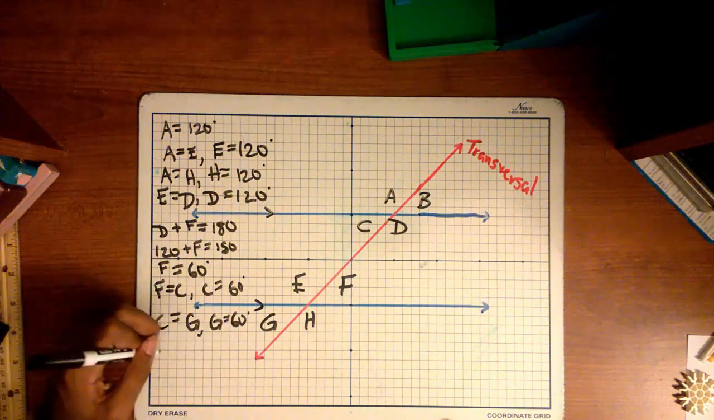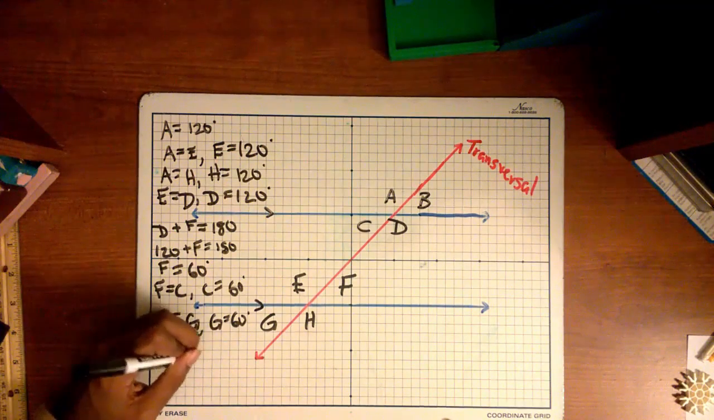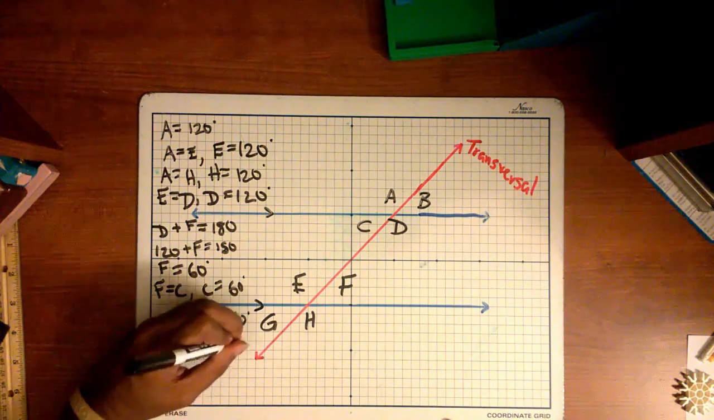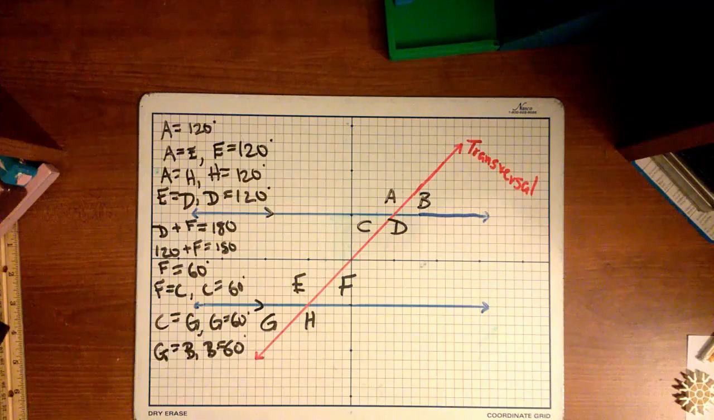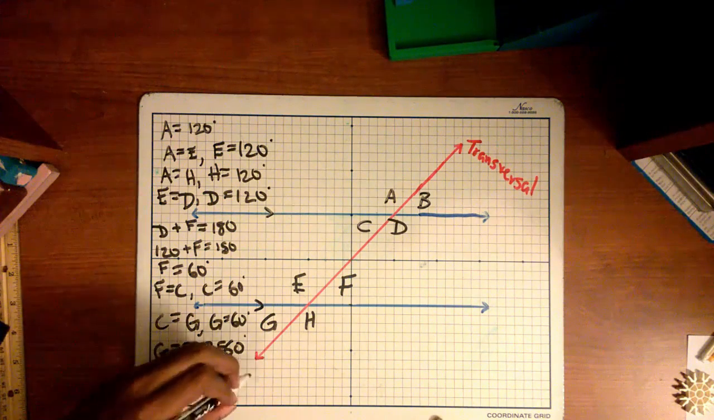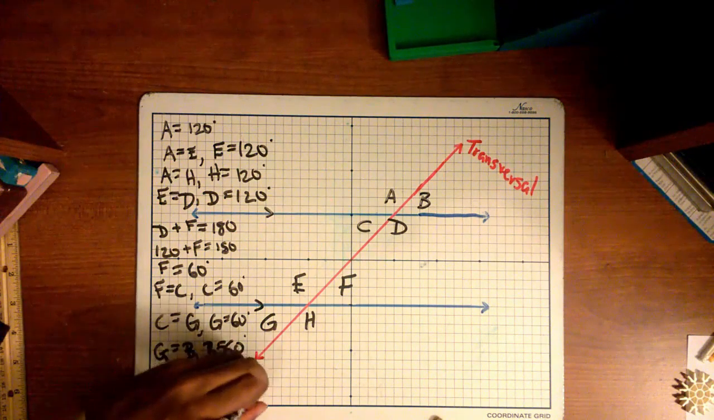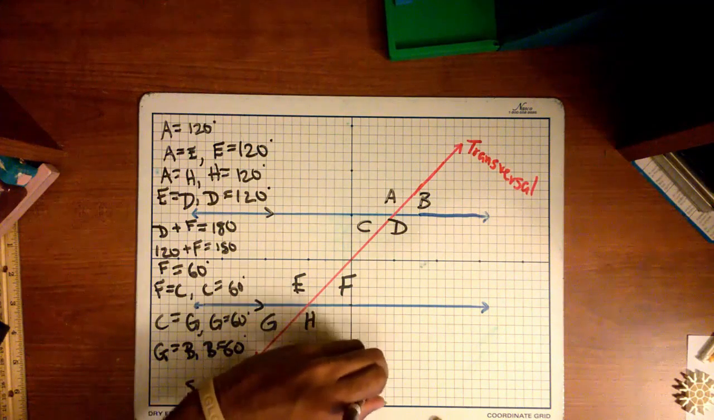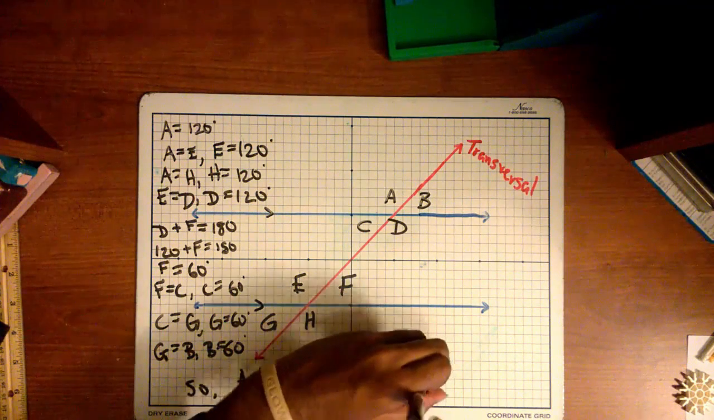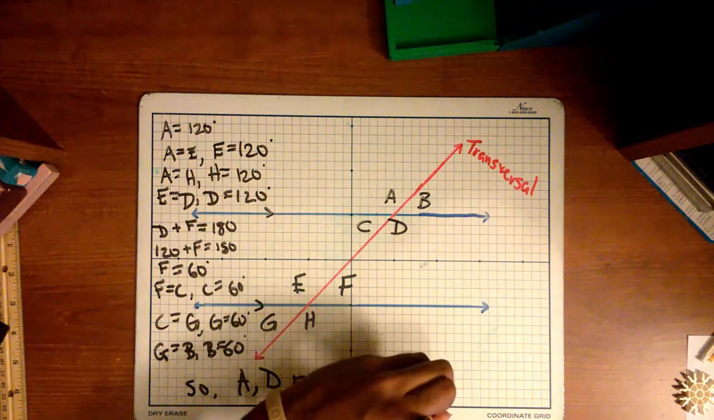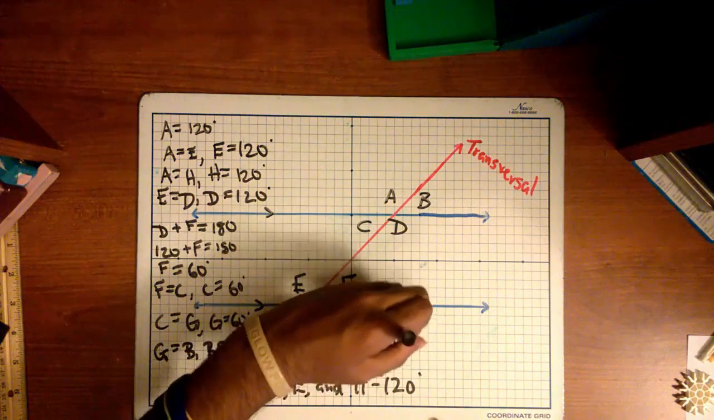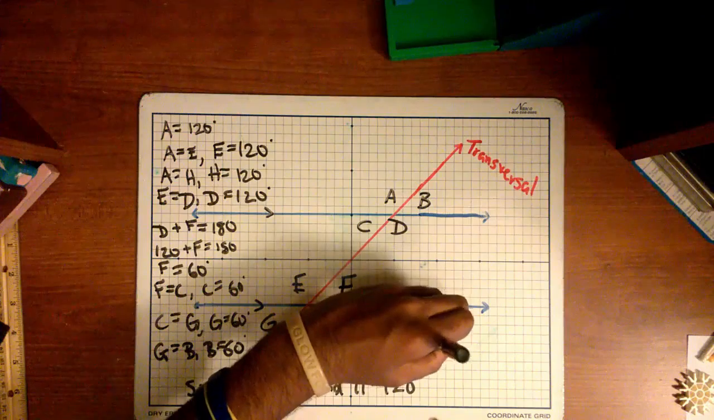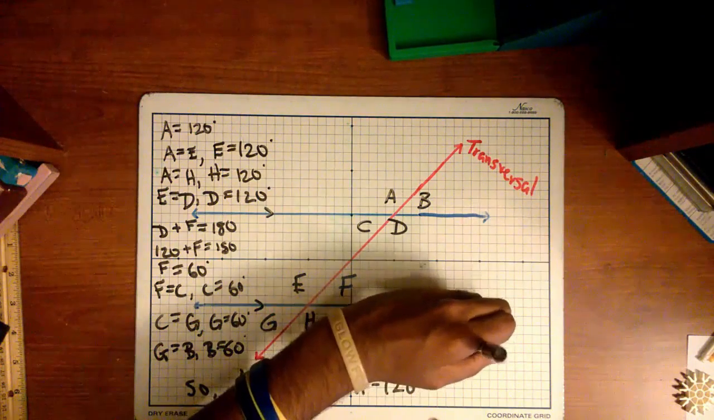And we can also say G is equal to B by the alternate exterior angles postulate, therefore B is equal to 60 degrees. Now that we found all the angles, we can say A, D, E, and H are equal to 120 degrees, and C, B, G, and F are equal to 60 degrees. Now we have found all the angles within this problem. Congratulations.